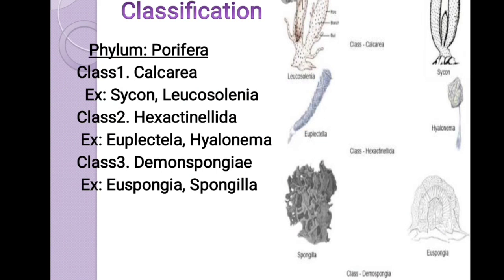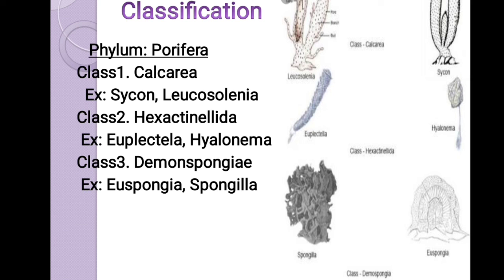Now let us know about the classification of the phylum Porifera. The phylum includes about 5,000 species of sponges, and these are grouped in three classes depending upon the endoskeleton. So the first class is the Calcarea. So in this class, the spicules are made up of calcium carbonate, example Sycon, Leucosolenia.